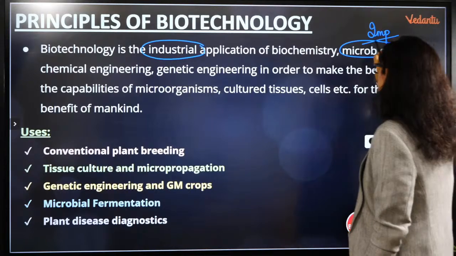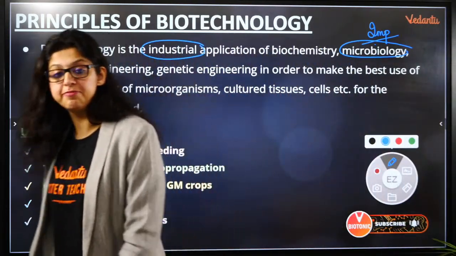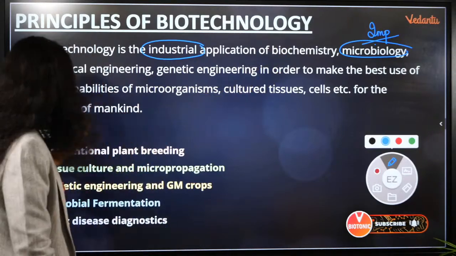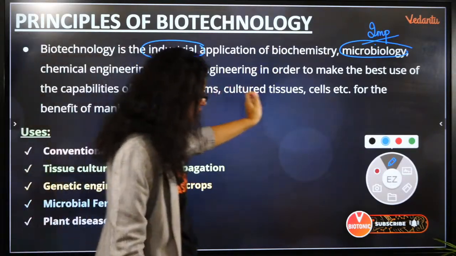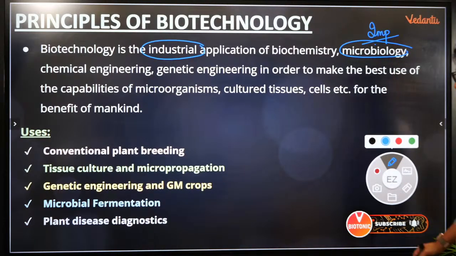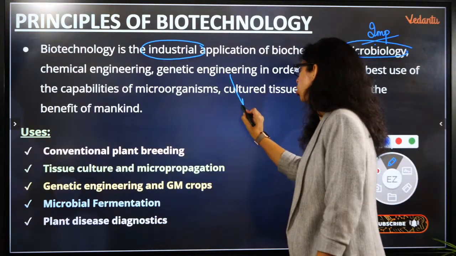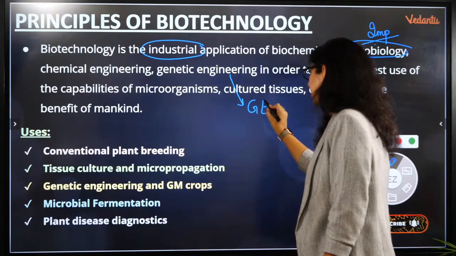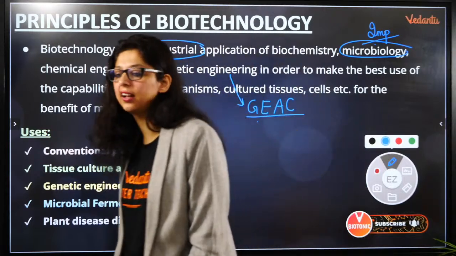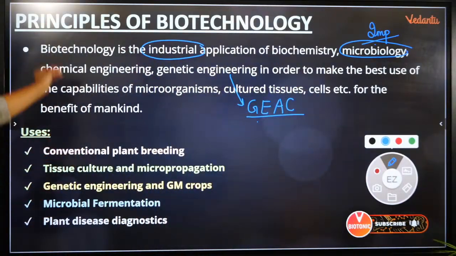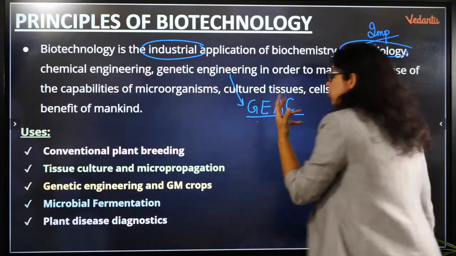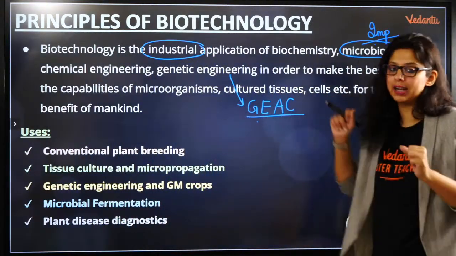Please see the human health and disease strategies marathon. I have mentioned in detail all the microbes which are important. We've done MCQs on it also. There is chemical engineering, there is genetic engineering, in order to make the best use of the capabilities of microorganisms. If it is genetic engineering, we also have a committee called the Genetic Engineering Approval Committee, through which all the approvals have to be taken before I ever begin any biotechnological setup, culture, tissues, cells, etc. for the benefit of mankind.